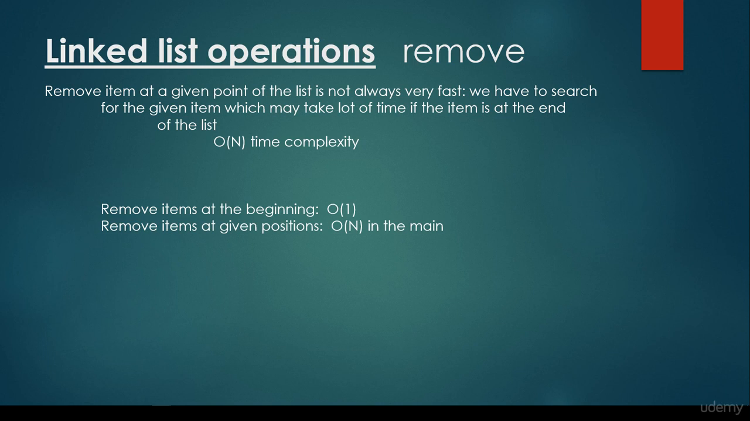Removing items from the beginning takes O(1) constant time complexity. Removing items at given positions is usually O(n) in the main, so linear time complexity. It may happen that, for example, the item we would like to get rid of is at the beginning of the list. Okay, then we are lucky. But on average, it's going to take O(n/2) time, and of course O(n/2) is equal to O(n). This is how big O notation behaves. So basically that's all about linked lists.